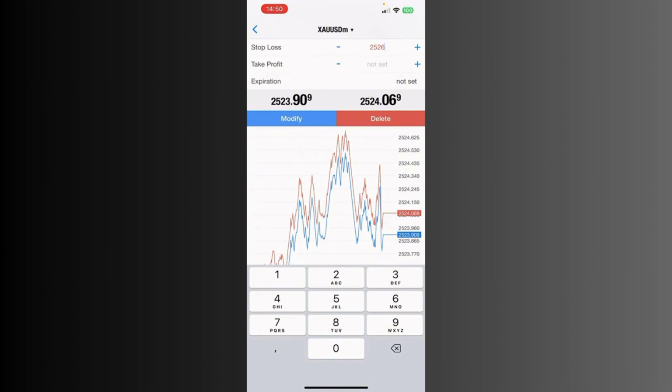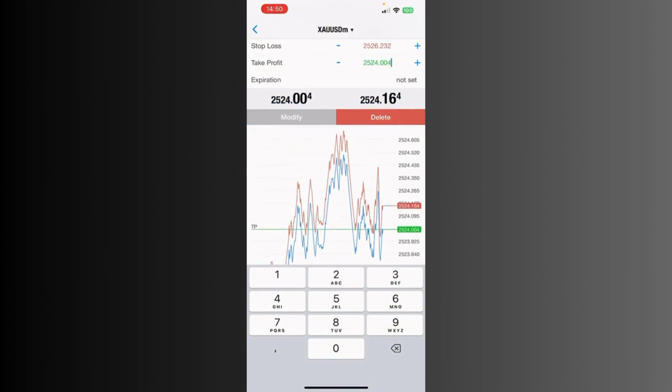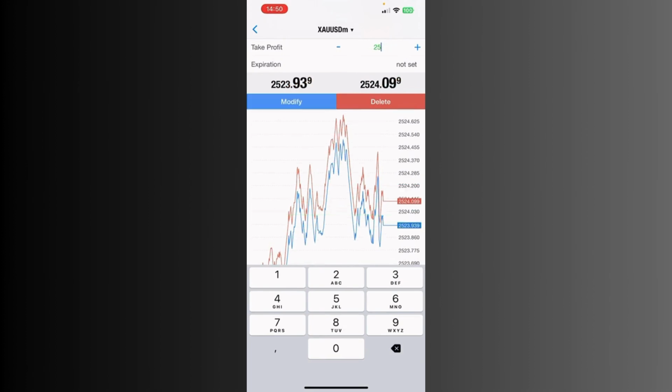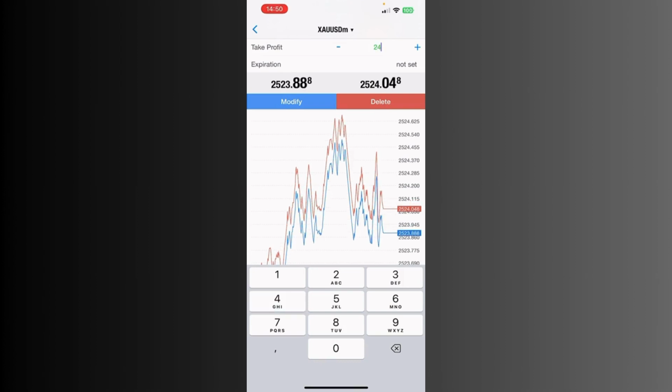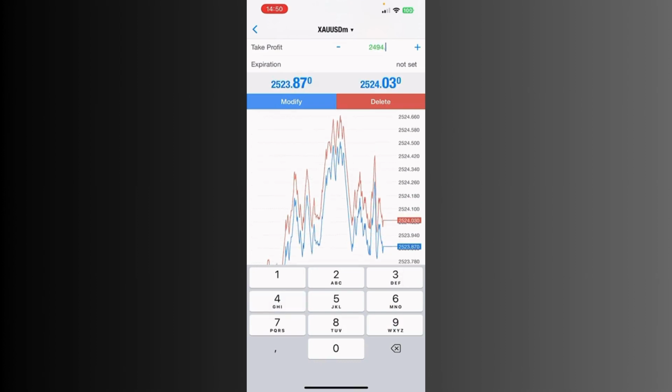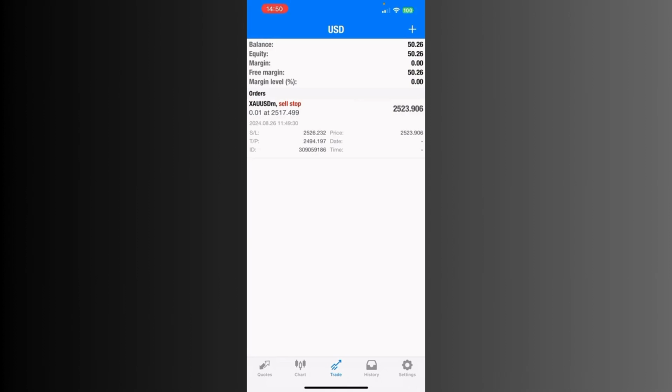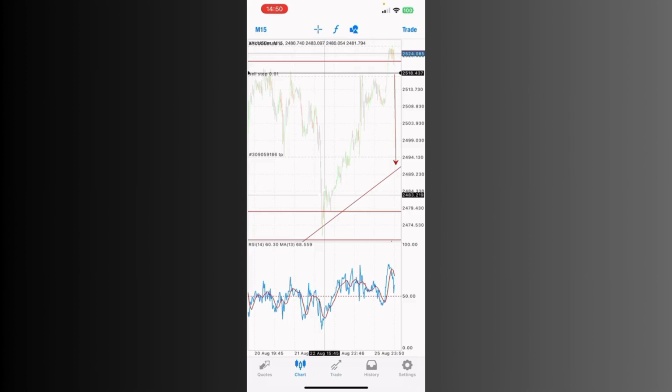Now all you need to do is slide and enter. You see the area for stop loss, so we enter our stop loss 2526.232. This is our stop loss, and for our take profit, where we want to make the profit, you enter 2494.197. Then you tap modify, and you're going to see our stop loss and our take profit.